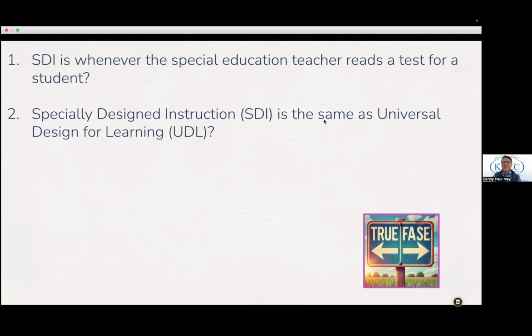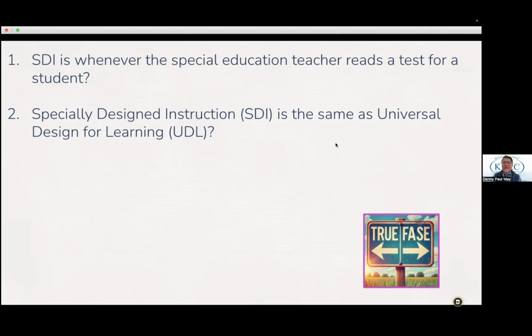Special designed instruction is the same as universal design. Put it in the chat. Everybody's on top of it. Hi, Brooklyn. I see you popping in there. Good to have you from over in Leslie County.